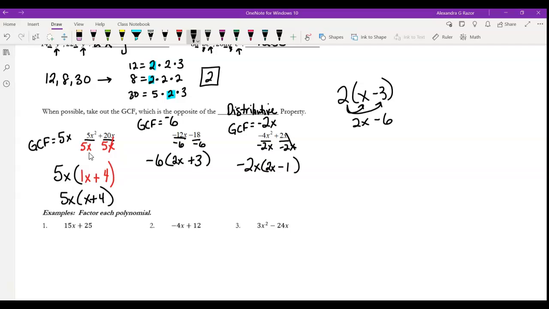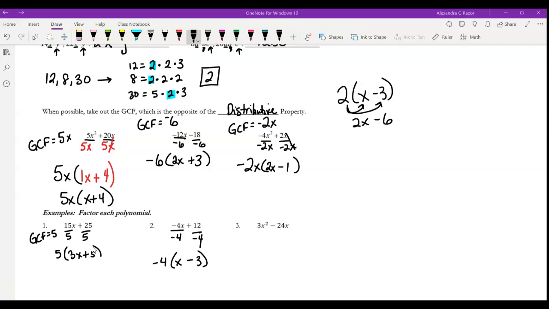Okay. Why don't you go ahead and try the next 3 on your own? And when you think you have them all, press play so you can check your work. Okay, so for the first one, your GCF should be 5. So I'm going to divide both of those things by 5. And I get 5 times parentheses 3x plus 5.